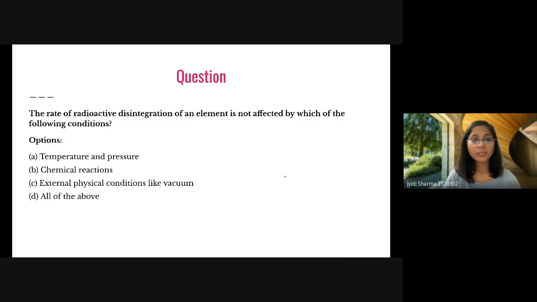The next question is, the rate of radioactive disintegration of an element is not affected by which of the following conditions? We have four options. First is temperature and pressure. B is chemical reaction. C is external physical condition like vacuum, and D is all of the above. So what do you think? What is the right answer for this?